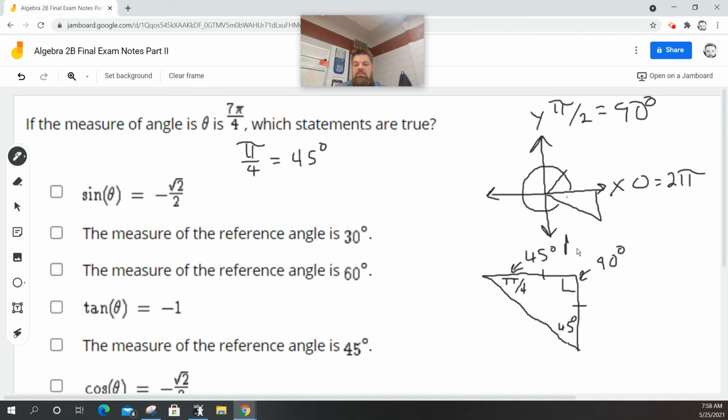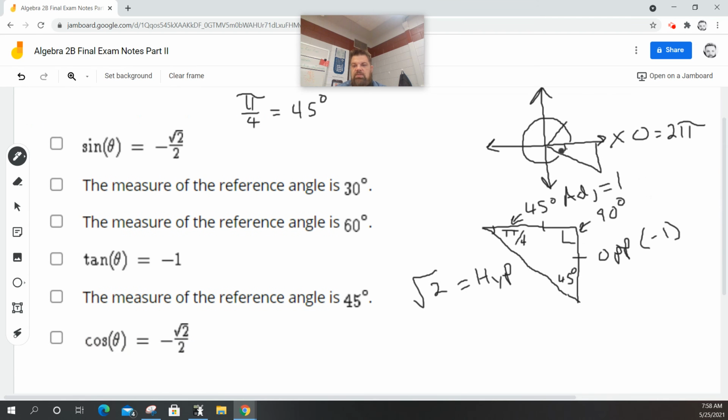Now, this is what we would call the adjacent. This is what we would call the opposite, because it's opposite this angle, and this is the hypotenuse. Now, in this particular case, the opposite is -1, and the adjacent is equal to 1, and if you remember, the hypotenuse would be the square root of 2. And all I'm doing is sketching this little thing out here.